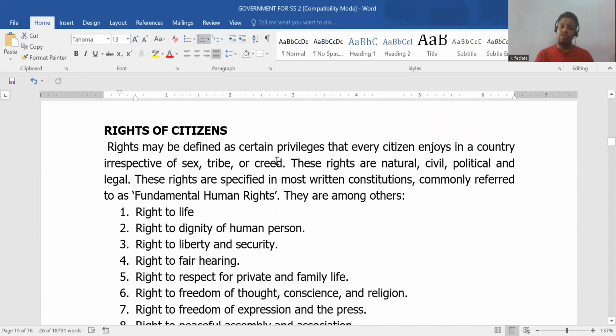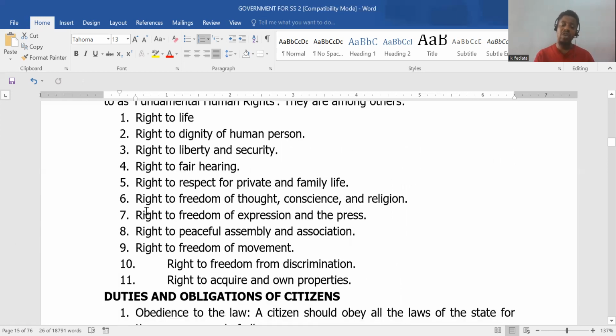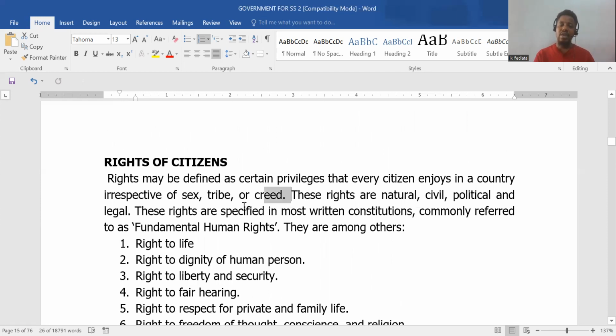Now, what are the rights of citizens? Rights may be defined as certain privileges that every citizen enjoys in his or her country, irrespective of their sex, tribe, creed. These rights are inalienable. That means they cannot be separated from your person. So long as you are a human being from this place, you possess these rights. Take note of that term, inalienable. Now, these rights are natural, civil, political, and legal. So all these rights we are going to see here can be classified under these 4 points. They can be natural, civil, political, or legal.